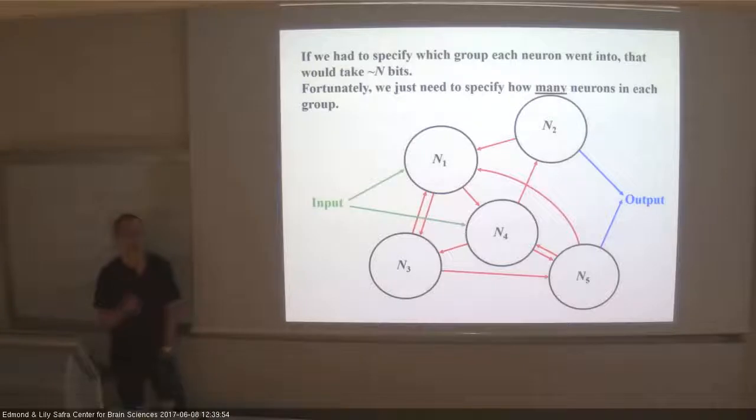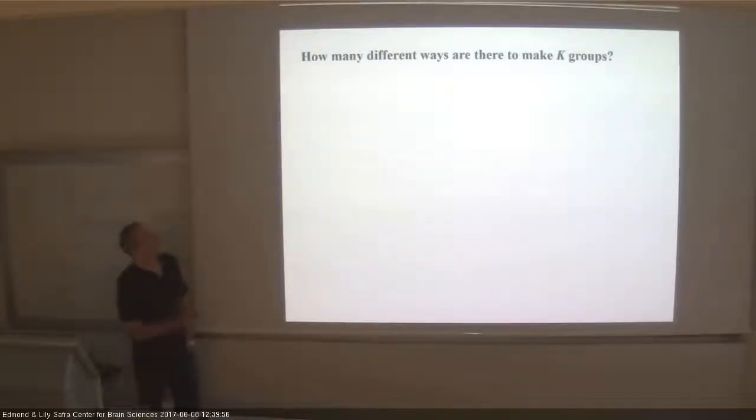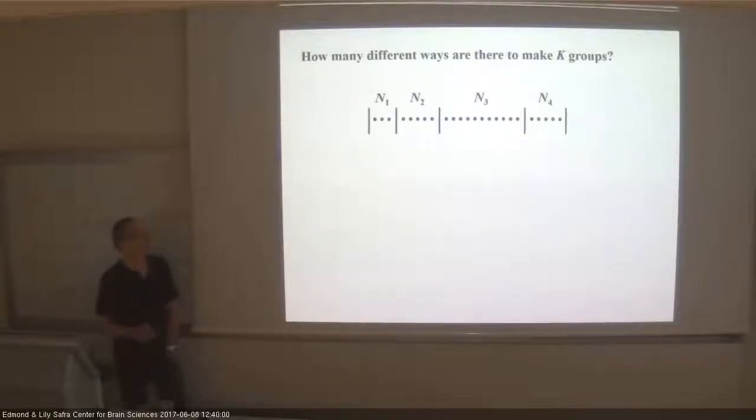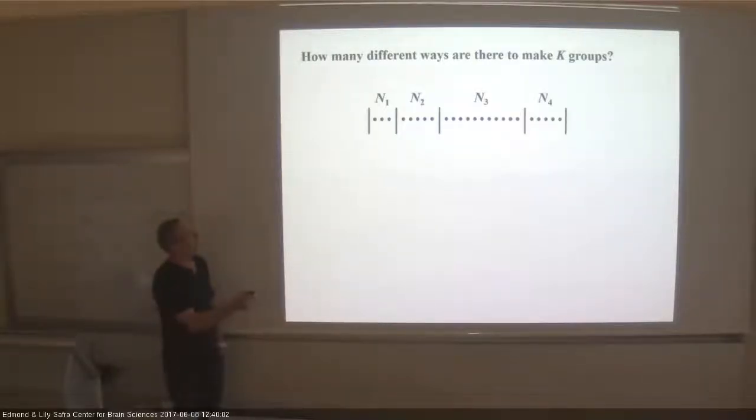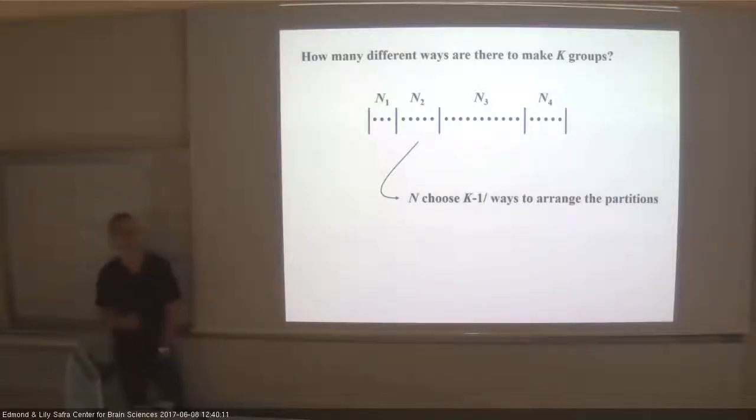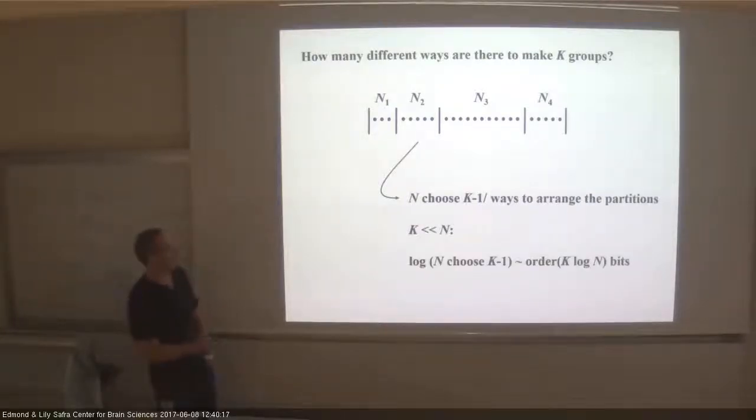Okay, and that takes far, far fewer bits. Basically, we have to ask how many different ways there are to make k groups. We have to have a little math here, right? So we have n1 plus n2 plus n3 plus n4, this is 4 groups, adding up to n. And the different groups are determined by different partitions. So basically, n choose k minus 1 is the number of ways to arrange the partitions. And so in the large n, small k limit, that's basically order k log n bits.